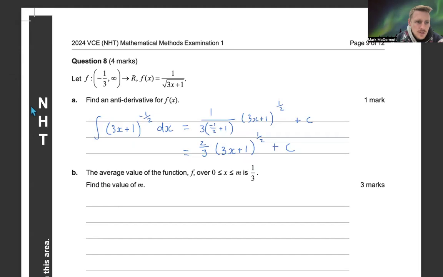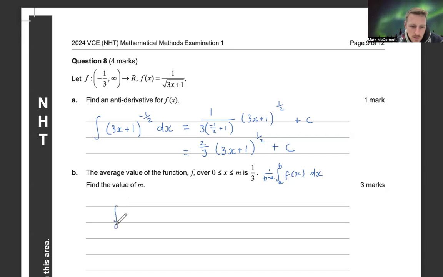Okay, this is something that isn't on the formula sheet, so you need to know the average value of a function. The average value of a function is 1 over b minus a. Maybe I'll write it, it might help. 1 over b minus a, the integral from a to b, f of x dx. So if we just read the question again, the average value of the function f over 0 to m is 1/3. Find the value of m.